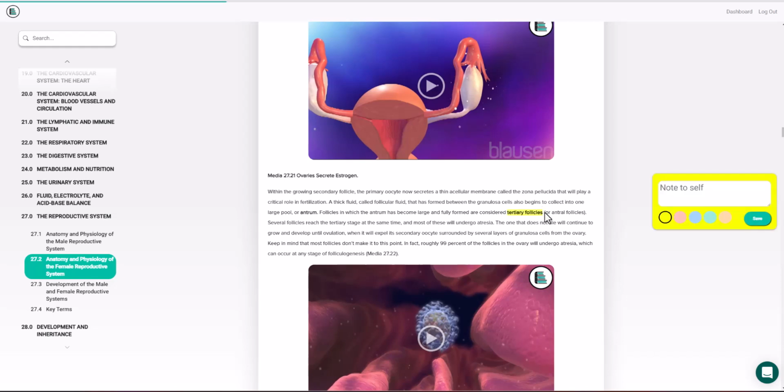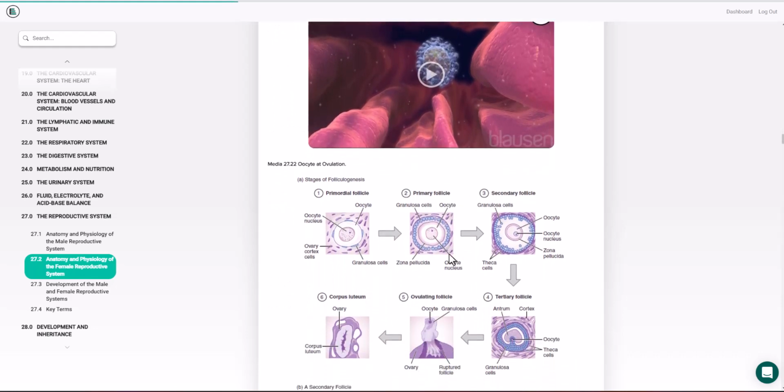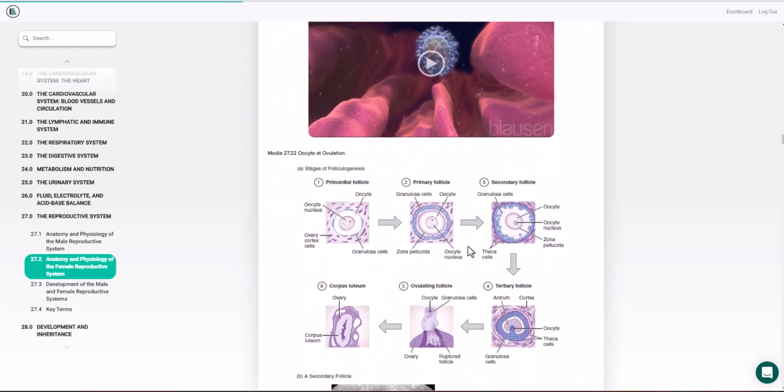Okay, so 99% of the follicles in the ovary will undergo atresia, will never get a chance to be released. Only a small percentage, about 500 throughout the lifetime, of any of those baby eggs will ever make it out of the ovary through ovulation. So do not memorize these extra details, but here's the idea.